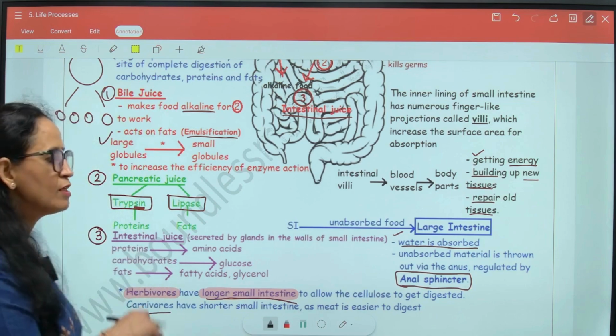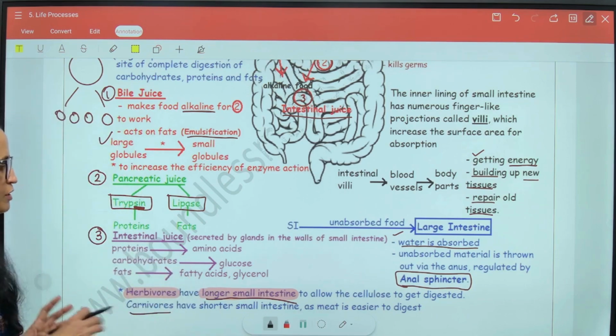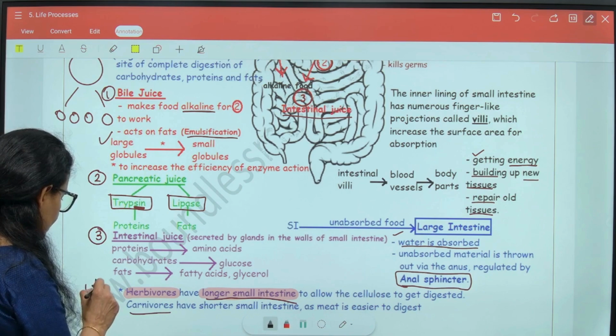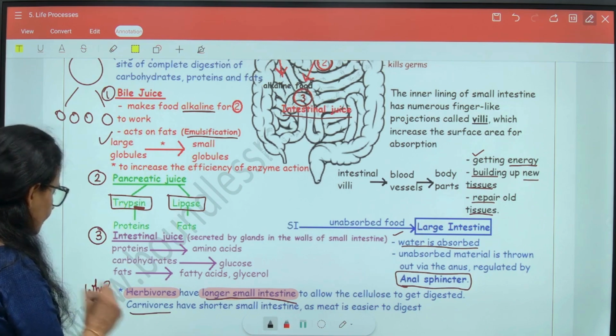So herbivores eat cellulosic food which is difficult to digest, it takes longer, so that's why they have longer small intestine. So this is a reasoning question which is very important.